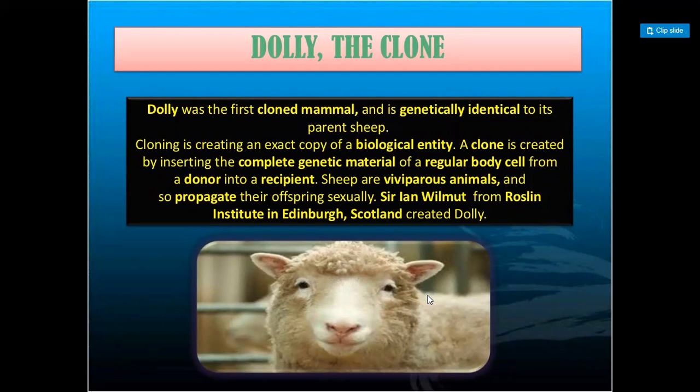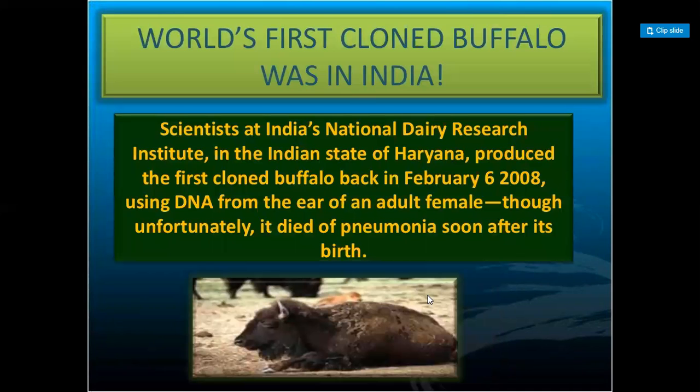Cloning. One example of cloning is Dolly, the first cloned animal, which is genetically identical to its parent sheep. Cloning is creating an exact copy of a biological entity. It is created by inserting the complete genetic material of a regular body cell from a donor into a recipient. Sheep are viviparous animals and so propagate their offspring sexually. Sir Ian Wilmut from the Roslin Institute in Edinburgh, Scotland, created Dolly.